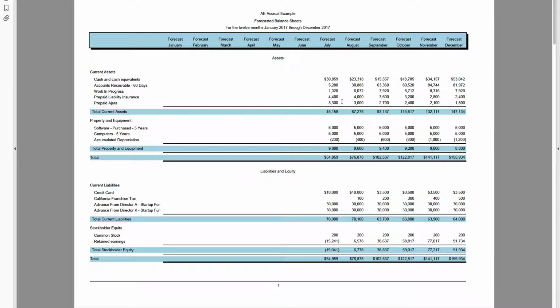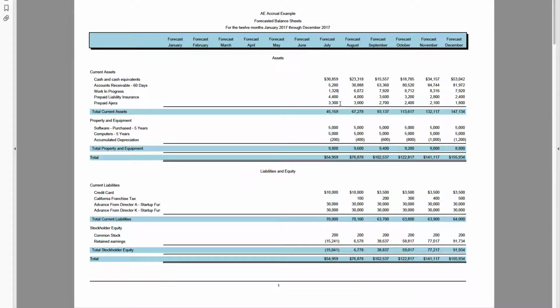Work in progress is time charges that went into the system that we were not able to bill in July, but we plan to bill in August. Prepaid liability insurance is where, for liability insurance, you typically have to prepay the full year, and we amortize that over the year. You can see the balance goes down as we release the amount each month.